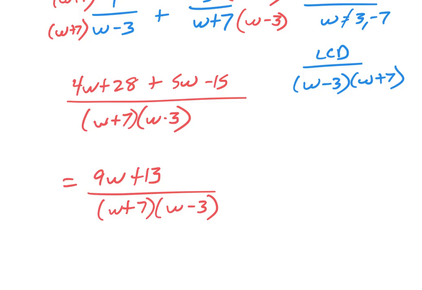Can we do anything else? Can we knock out w's? No. We got plus and minus signs everywhere, right? 9w plus 13 does not factor. 13 is a prime number. That's all we can do. Okay, we're going to do one more, okay? These were already factored at the beginning.